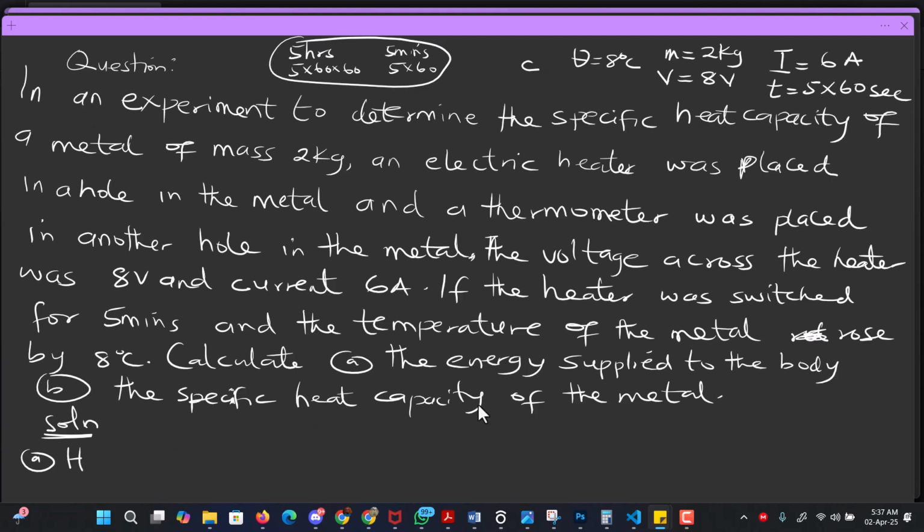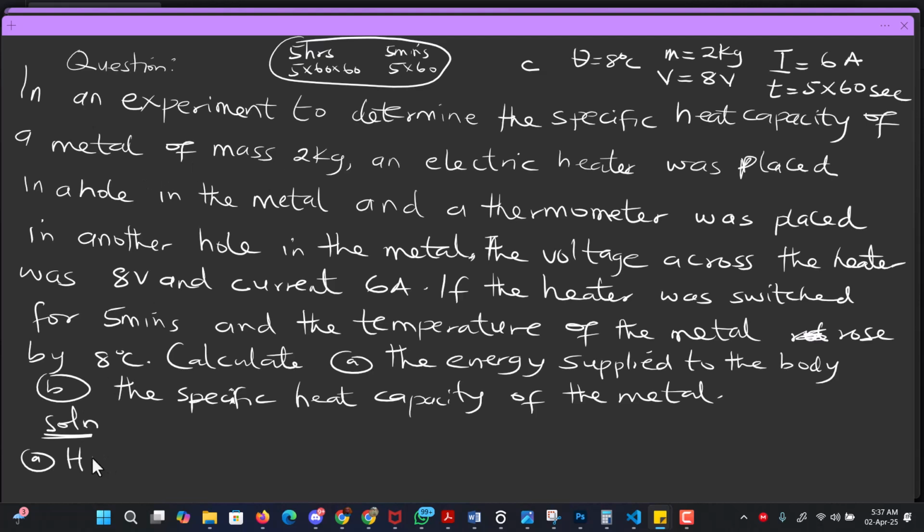Now, who supplied energy to this body? The only thing that supplied energy to this body is your electric heater. Remember, I told you heat loss is equal to heat gain. Your electric heater will supply heat, and the solid that we have here, the metal, will now gain the heat.